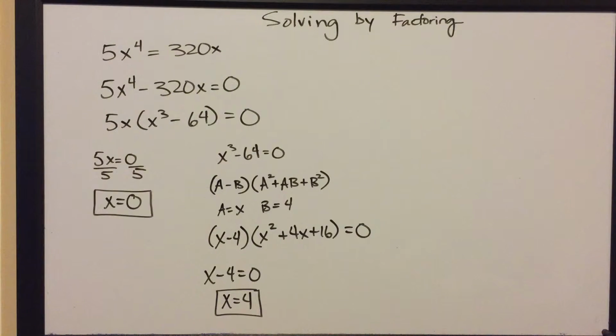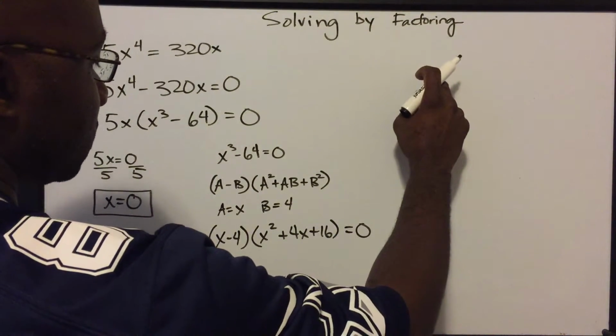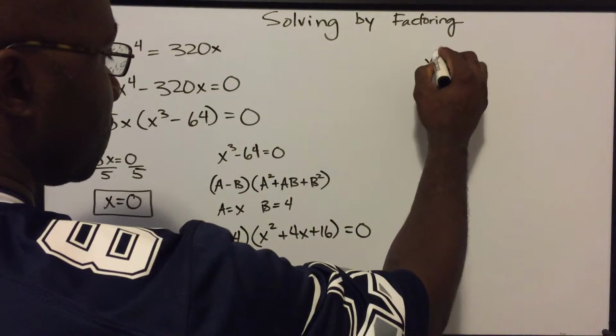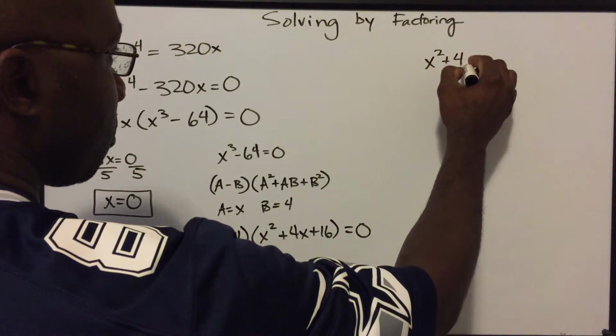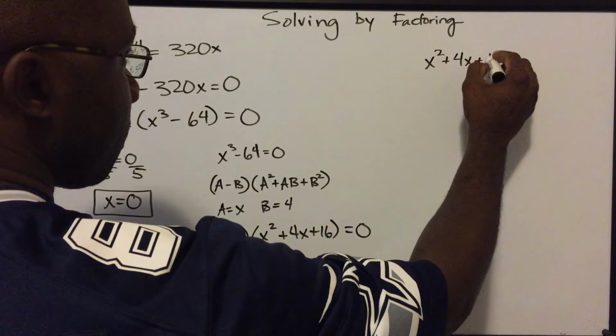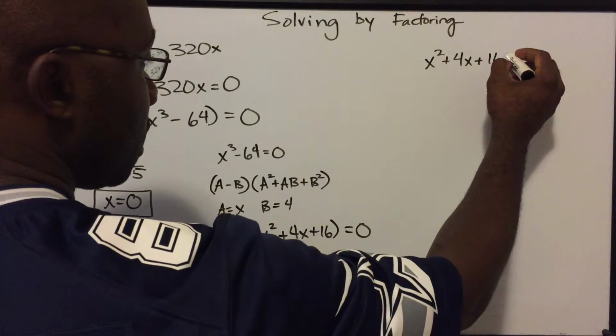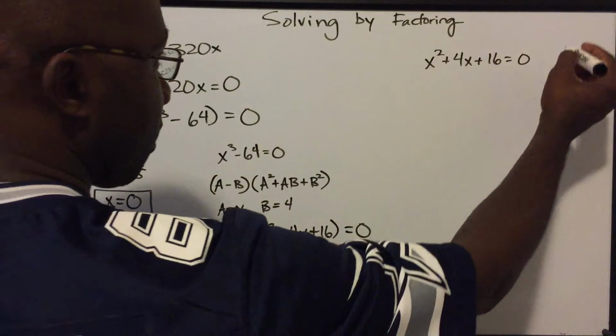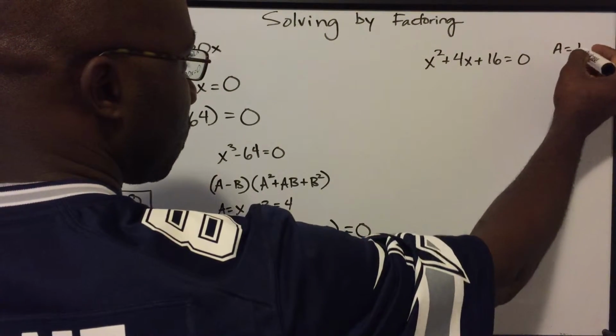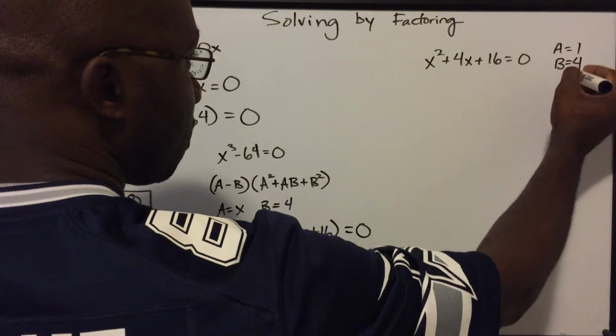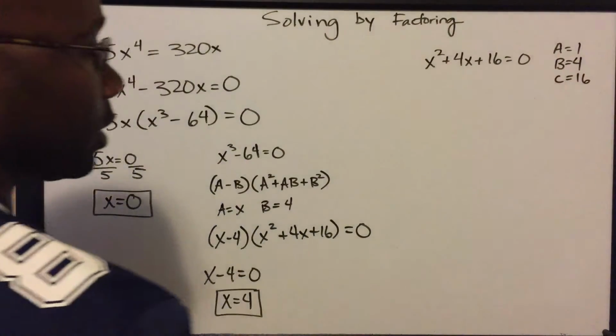And one of the best ways to solve that would be, let's use the quadratic equation, which I showed in the previous section. I'm going to take this and bring it up here because this is the only thing we have to solve now: x squared plus 4x plus 16 is equal to 0. What is our a? Our a is 1, our b is 4, and our c is 16.